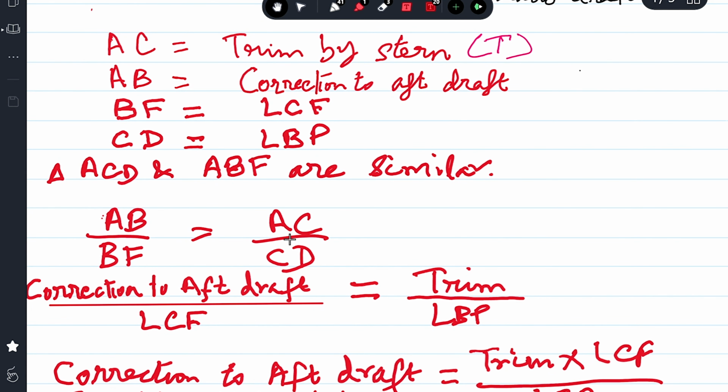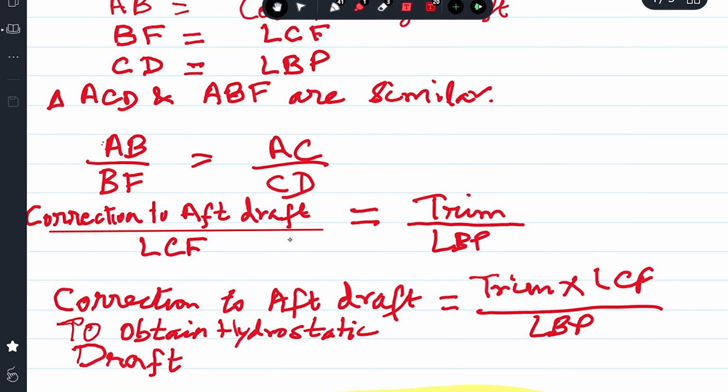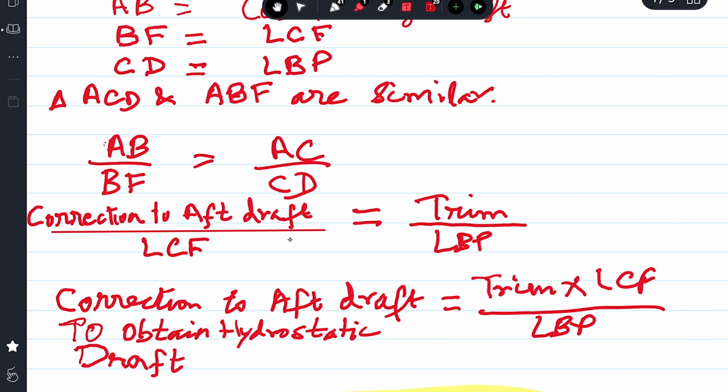So AB is the correction to updraft. BF is nothing but the distance of the center of rotation from the after perpendicular, LCF. AC is the trim and CD is the LBP. From here you get the correction to updraft will be equal to trim into LCF upon LBP.